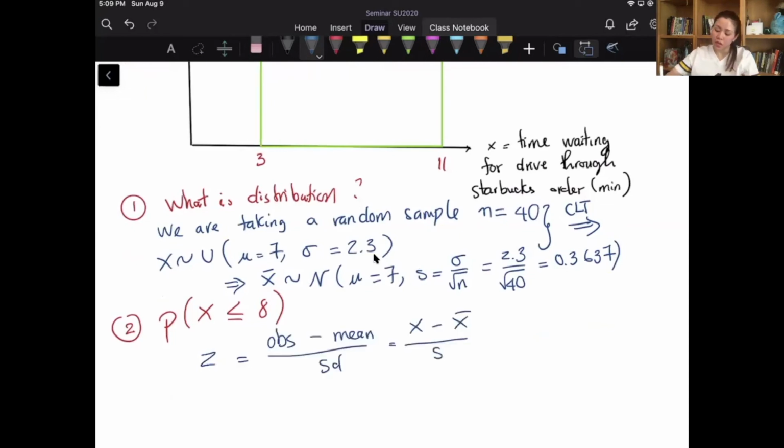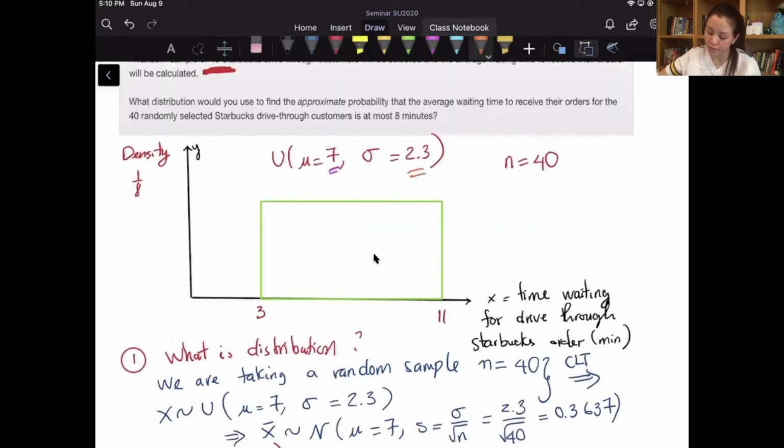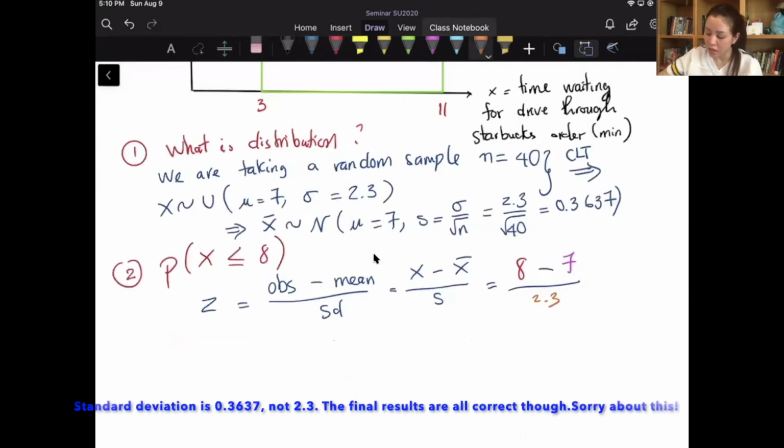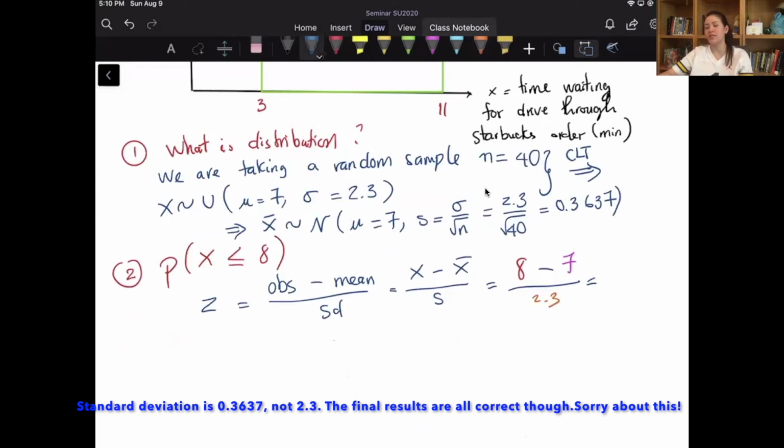So x here, my observed, is 8. My mean is 7, divided by the standard deviation, which is 2.3. 8 minus 7 divided by 2.3 is equal to 2.75. So my z-score is 2.75.